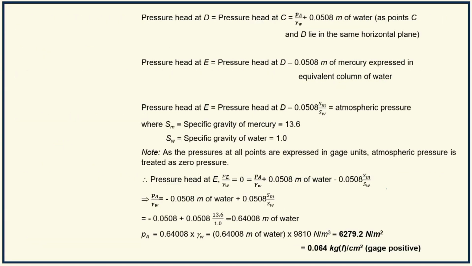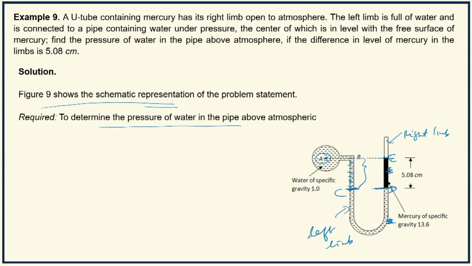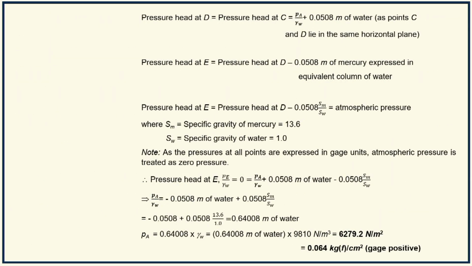Then pressure head at E, where is E? E is the free surface of mercury in the right limb, which is flush with the center of the pipeline A. E is located at a height 5.08 centimeters above D, and this 5.08 centimeters column DE is only mercury. So pressure head at E will be pressure head at D minus 0.0508 meter of mercury.